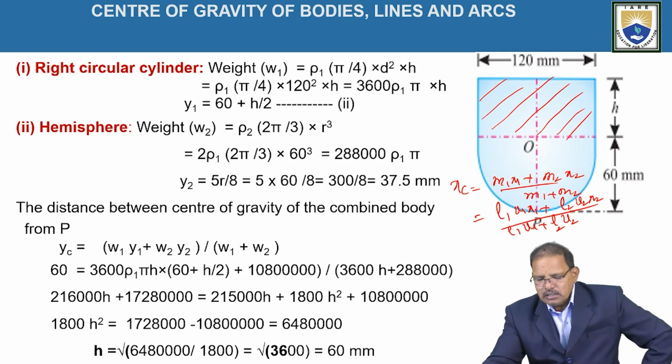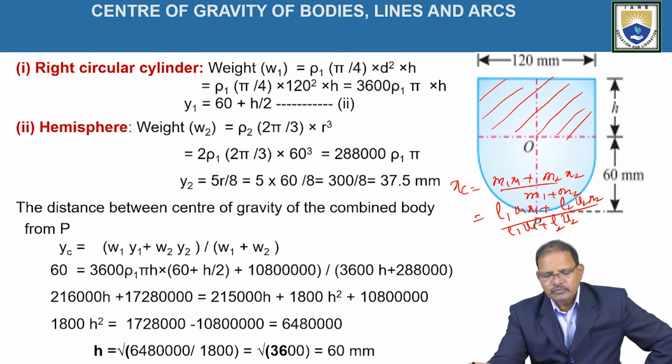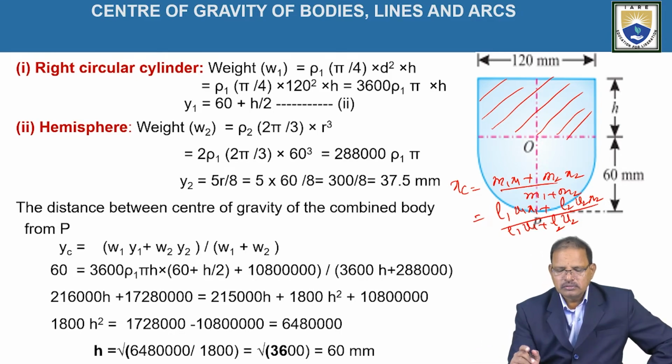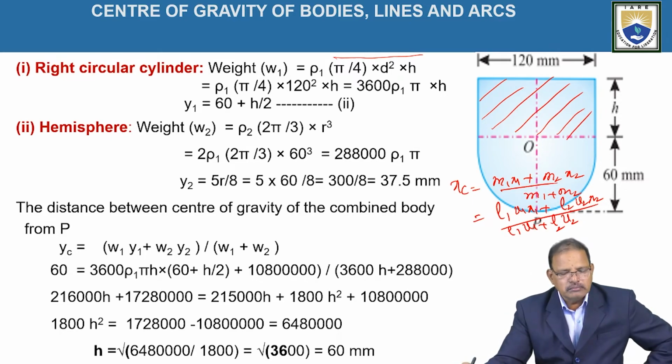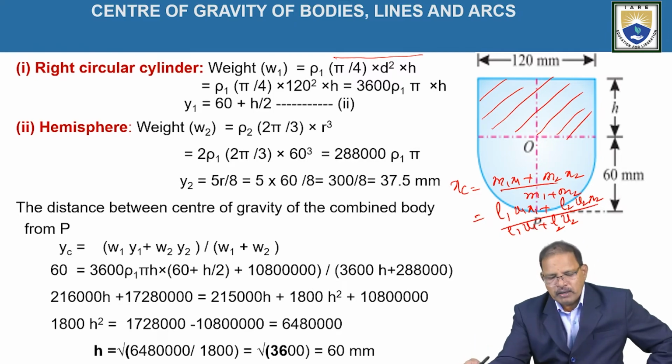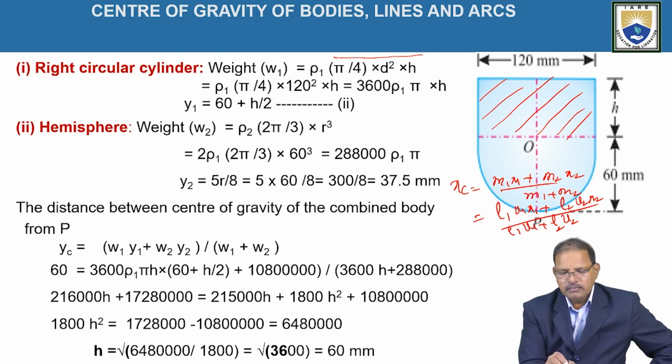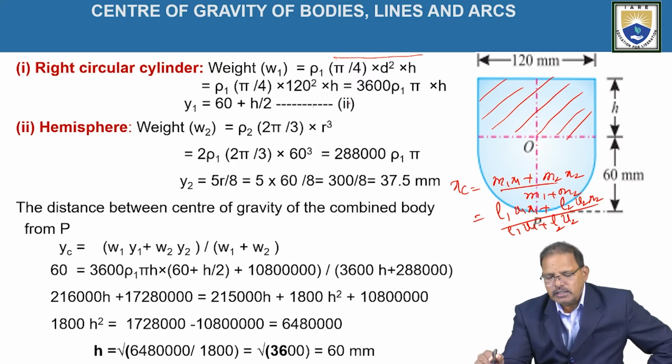Now, in this case, the weight W1 is the volume multiplied by the density, which is rho 1 times pi by 4 into d square into h. That represents m1, the mass of the right circular cylinder: m1 equals rho 1 into pi by 4 d square into h. Here the diameter is given as 120 mm, so 120 square into h. The h value we have to determine, and on simplification we get 3600 rho 1 pi h.